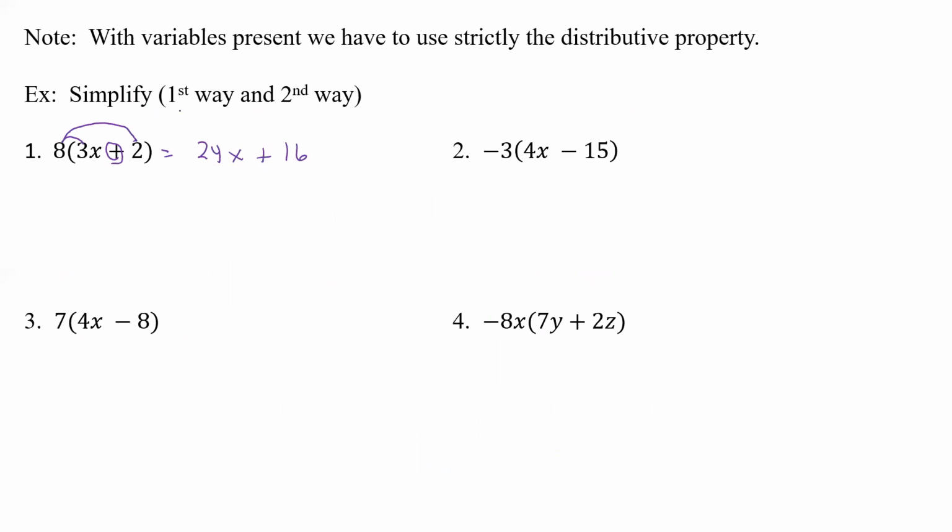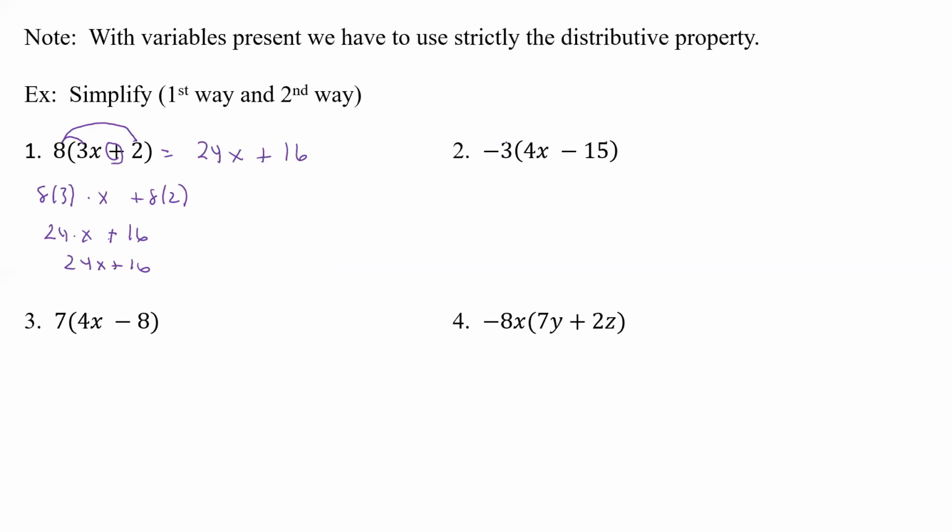Now, it says to do it the first way too, which is to say 8 times 3, and then times x plus 8 times 2, and then 3 times 8 is 24 times x plus 16. And then we can just say 24x plus 16. So we'll go down the first way and right the second way.